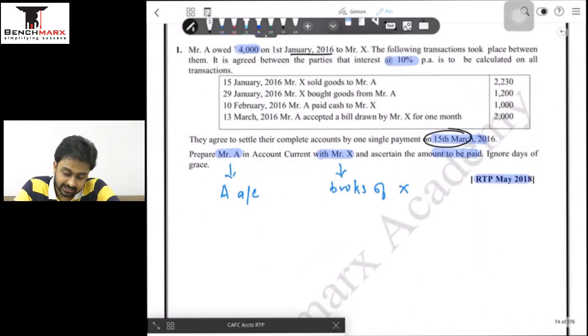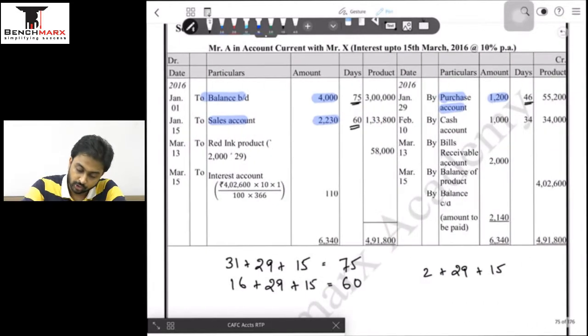Then we have the next transaction, 10th of Feb. A paid cash to Mr. X. So X account को अपन ने cash pay किया है. It is not X, A paid cash to X. So X is us, so we are getting cash. So cash account debit to A, मतलब buy cash यहाँ पे तुम्हारा आएगा.